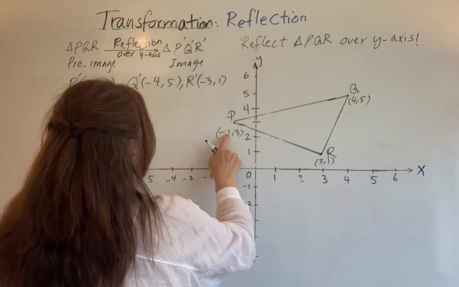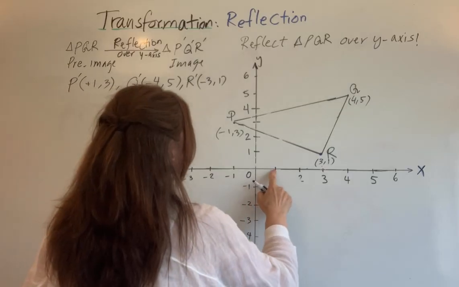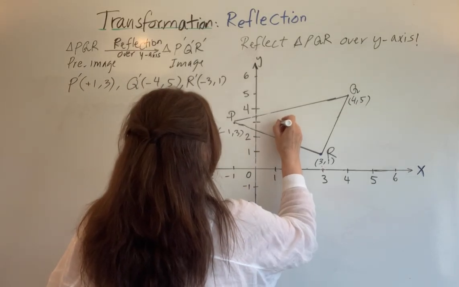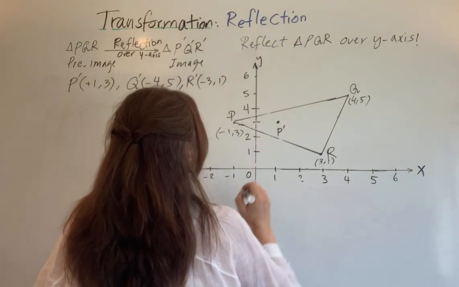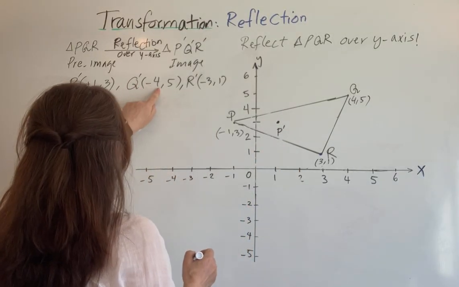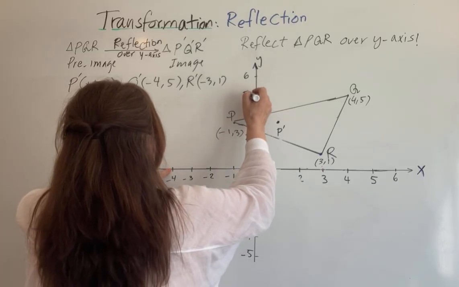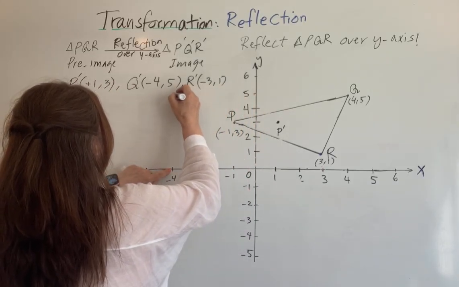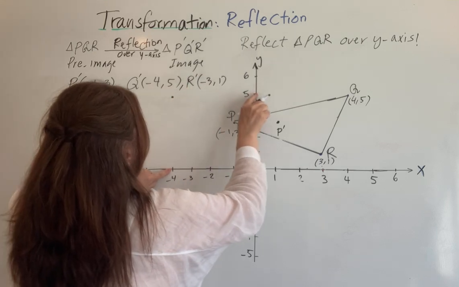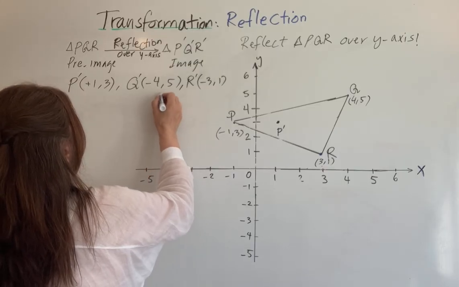Okay, P is -1, 3. P prime is 1, 3. 1, 3 is here. This one is P prime. Okay. How about Q prime? Q prime is -4, 5. -4, 5 actually is somewhere here, symmetric to this one. Okay. This is Q prime.